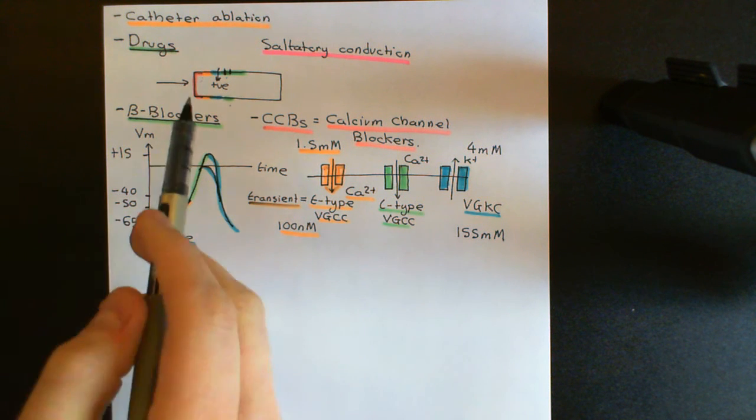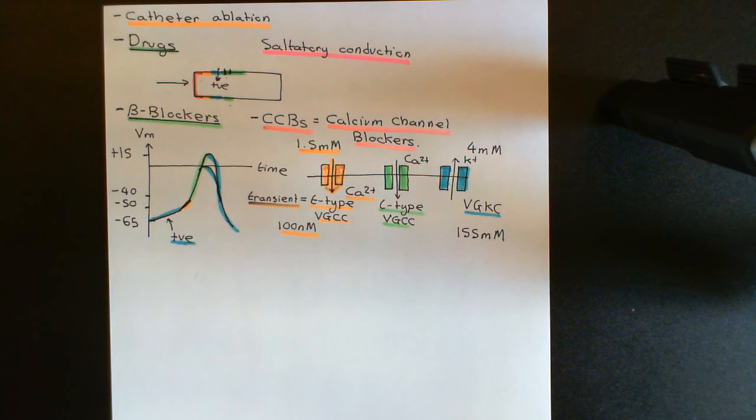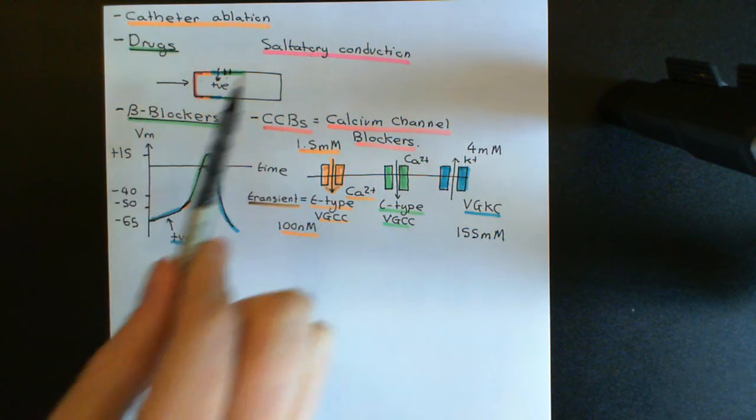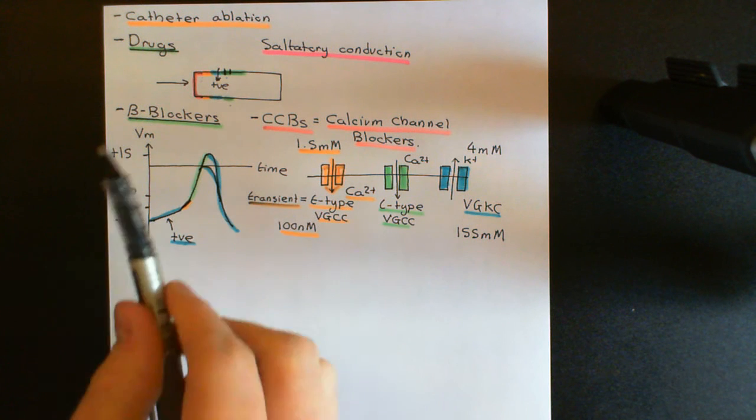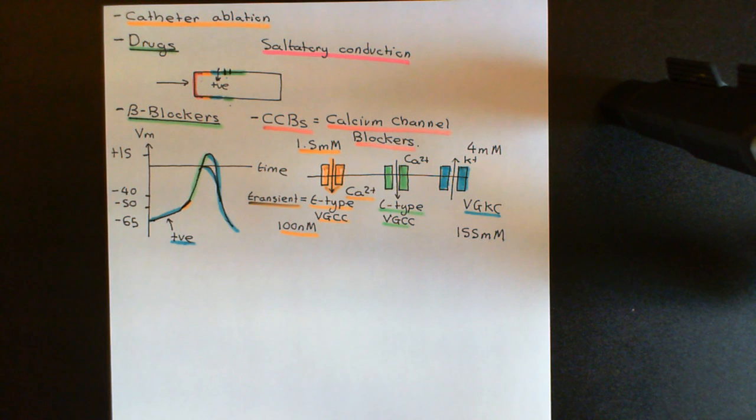Okay, so that's why reducing the amount of positive charge that is coming in the upstroke of the action potential is going to slow down saltatory conduction, slow down the conduction of the action potential through these AV node cells, and we know that if we do that, we slow down or reduce the rate at which action potentials can be conducted from the atria to the ventricles.